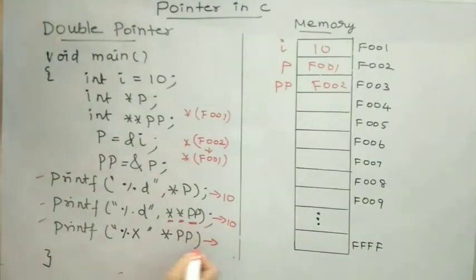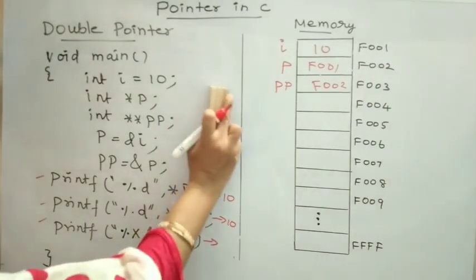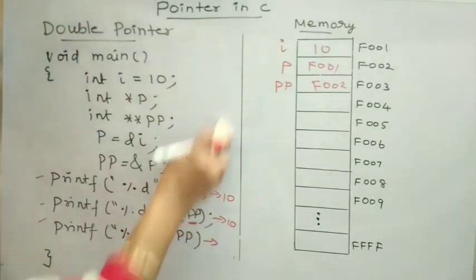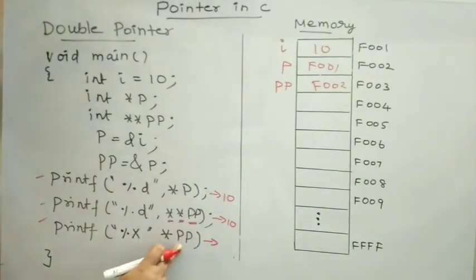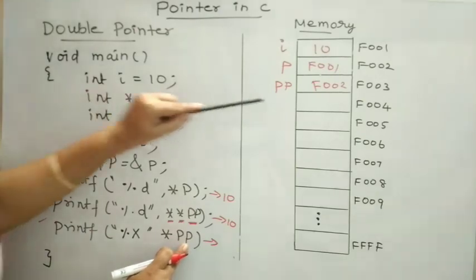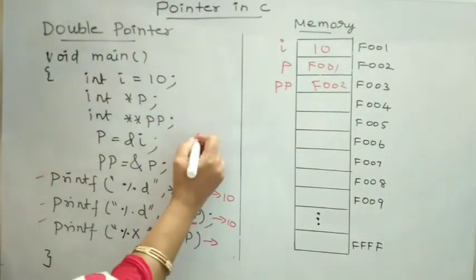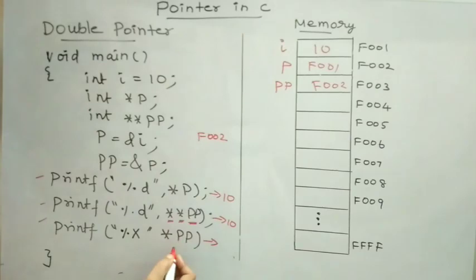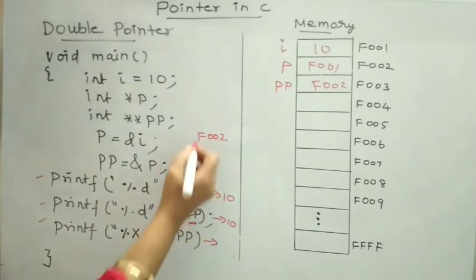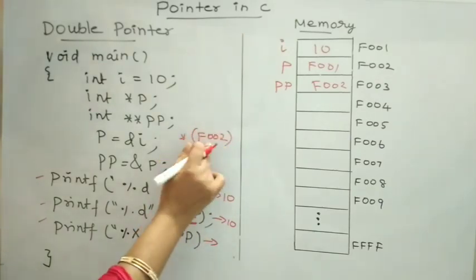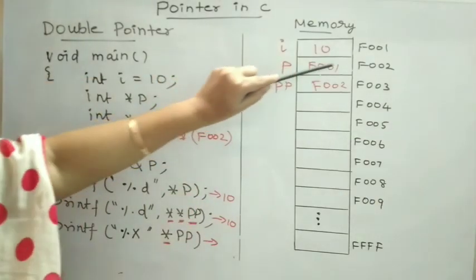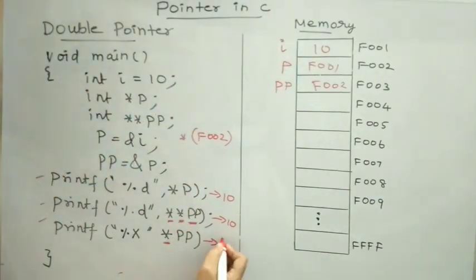When I execute the last printf statement, how will it execute? First, it takes the content of this double pointer pp. What is the content of this double pointer pp? It is F002. This indirection operator will fetch you the content of this F002. What is the content of this F002? F001. So it prints the memory address F001. Since I am printing a memory address, I have used the control string %x.